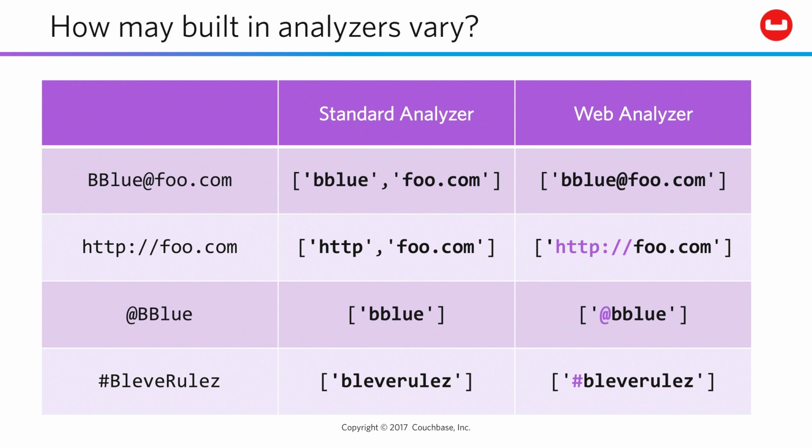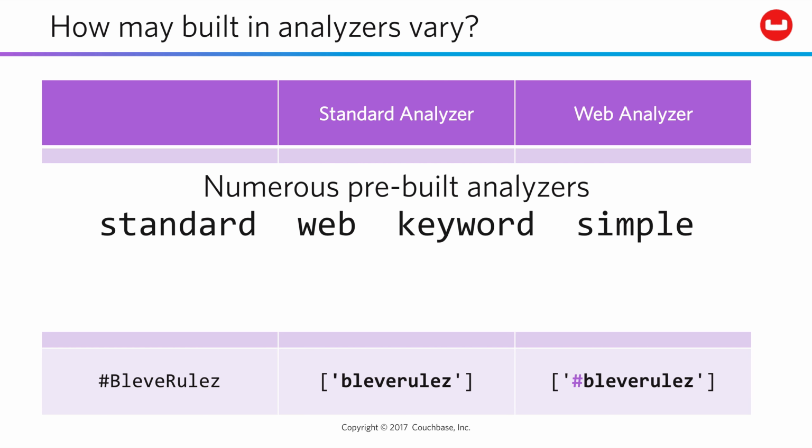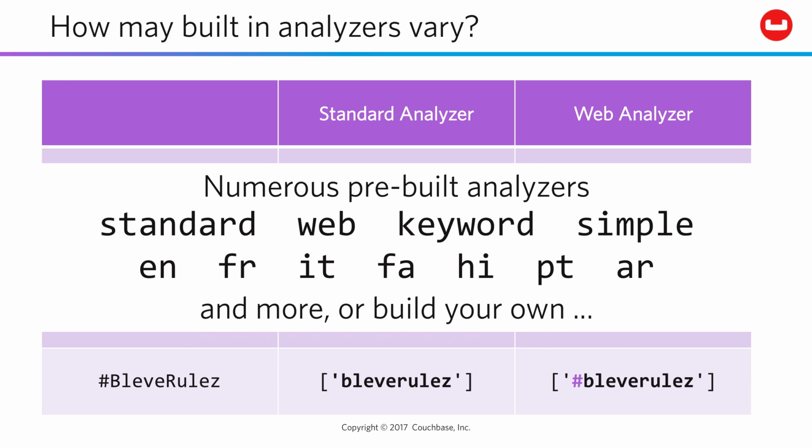Similarly, the web analyzer would treat URLs, tags, handles, and hashtags differently, commonly by leaving punctuation in place rather than stripping it out. There are multiple built-in analyzers, with the standard analyzer being the default. There are also several built-in language-specific analyzers. Additional analyzers can be built by configuration, as we'll see in a moment, or implemented via code.